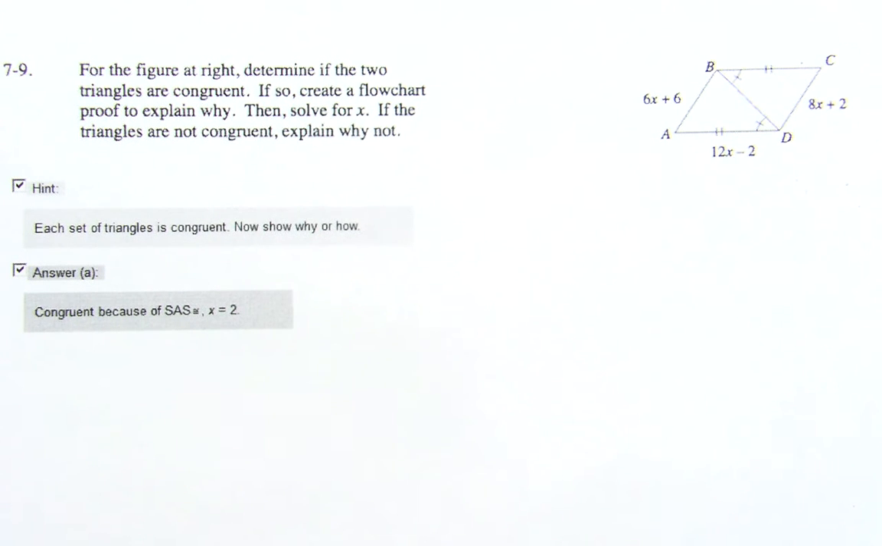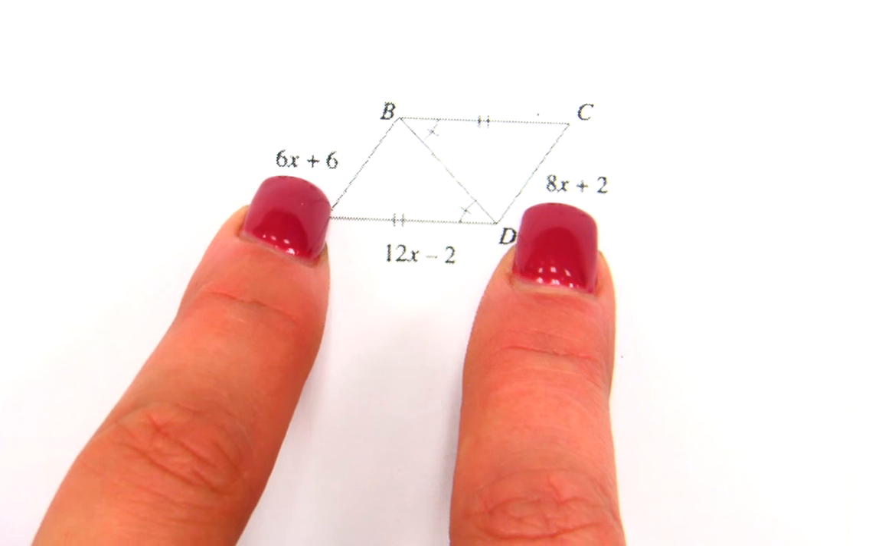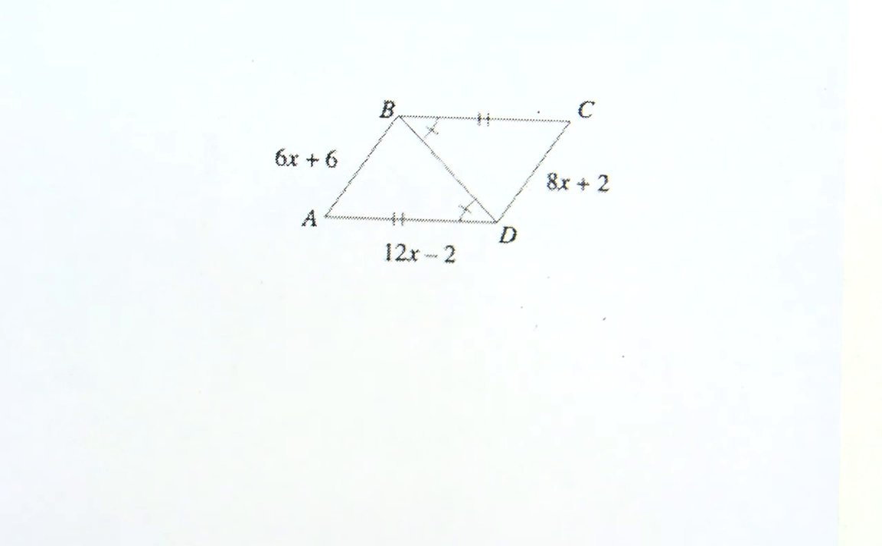So for the figure at the right, determine if the two triangles are congruent. If so, create a flowchart. We know they're congruent because it tells us each set of triangles is congruent, so show why or how. There's a couple of things that are actually marked on the actual picture. The first thing is you cannot solve for x until you show the triangles are congruent, unless you know that they are congruent. Because unless you know for a fact that those two parts are equal, then you cannot solve for x. So you have to show congruency first, then the two triangles have equal parts, then you can solve for x.